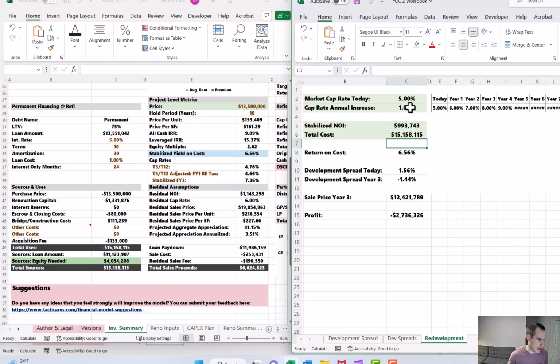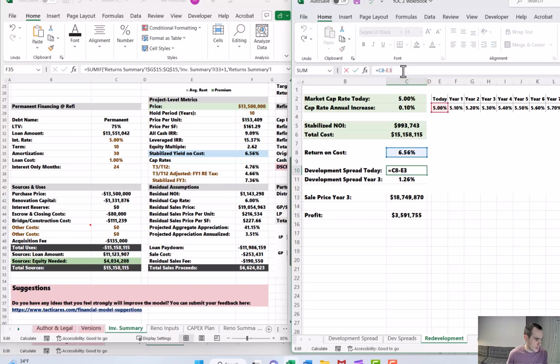And I'm just noticing now that I'm increasing the annual cap rate by 1%, but it's supposed to be 0.1%. So let's just update that quick. Okay, now things look much more normal in the rows that follow the return on cost. So we can see in the redevelopment model, the yield on cost 6.56%, the return on cost here 6.56%. The development spread today, so looking at the return on cost minus the market cap rate today, is 1.56%.